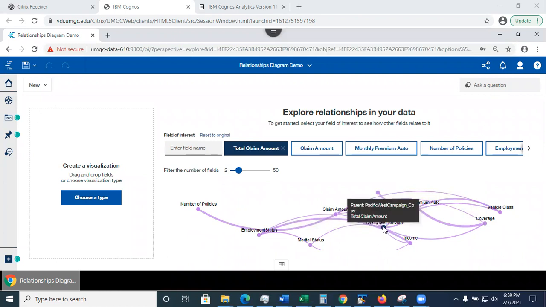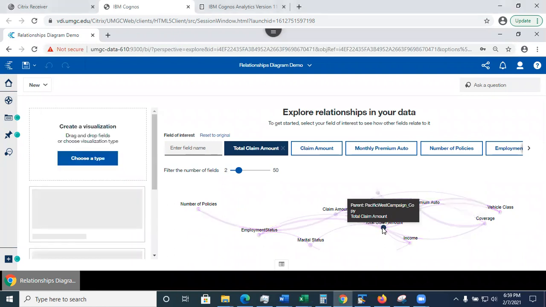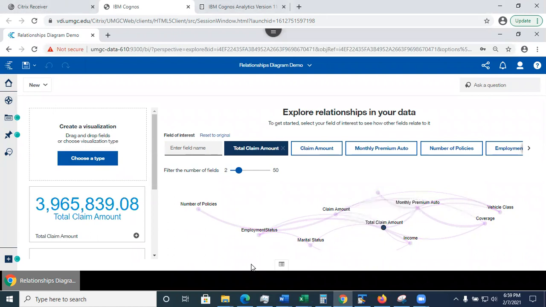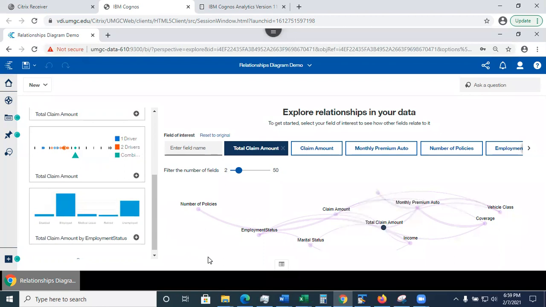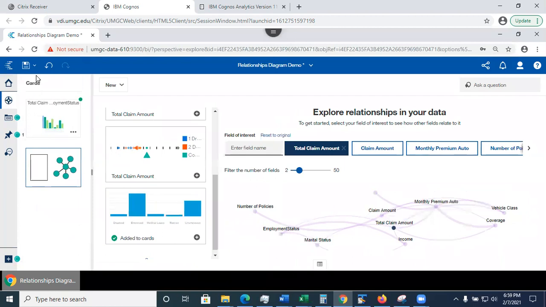This is what I need to do. I need to click on the total claim amount. If I click on total claim amount, it's gonna give me the potential visualizations that I might be interested in about the total claim amount. For example, we could look at the driver analysis, or we could look at the total claim amount by employment status. And if I'm interested in specific starting point, I can click on the plus sign, and that would add this visualization card to my exploration workbook, and I could later go in and modify the card.